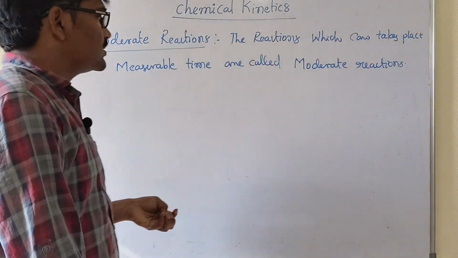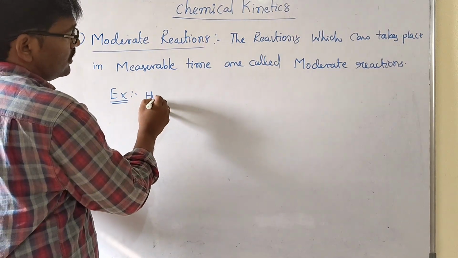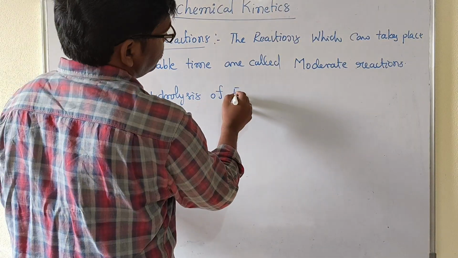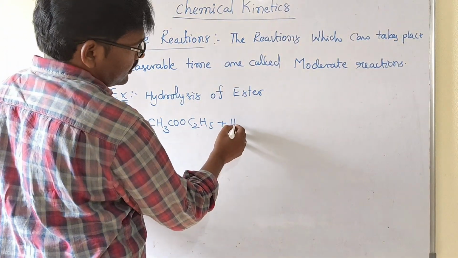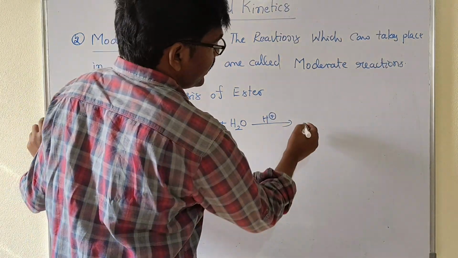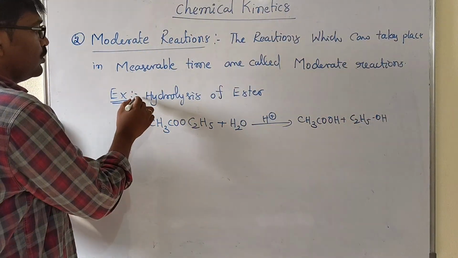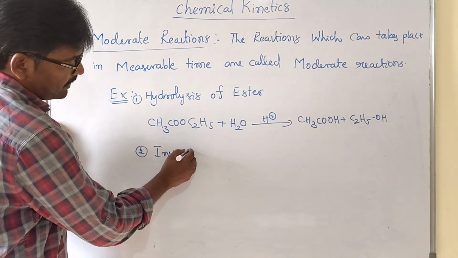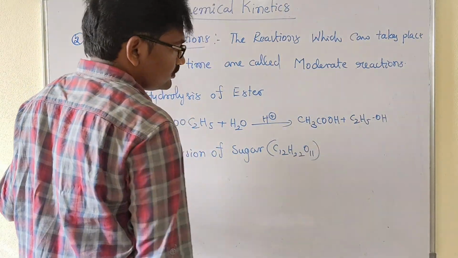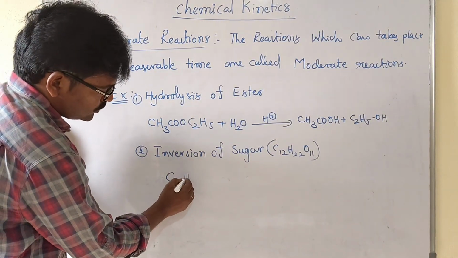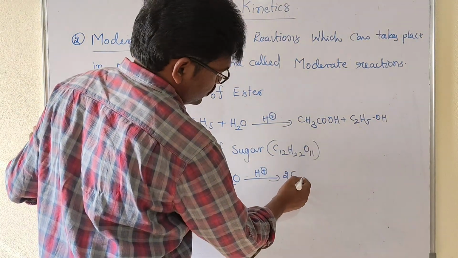What are the examples for the moderate reactions? Example: hydrolysis of ester. If you take CH3COOC2H5, it is one of the esters. If you add water H2O in the presence of H plus, then it gives CH3COOH plus C2H5OH. Then next, one more example, inversion of sugar, that is C12H22O11, cane sugar. If you add water in the presence of H plus, then it gives 2 moles of C6H12O6.